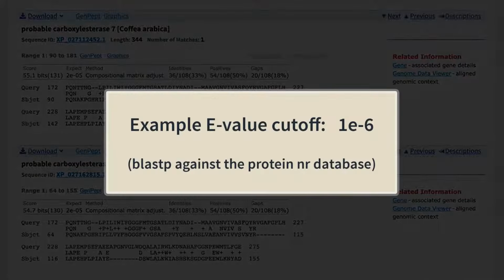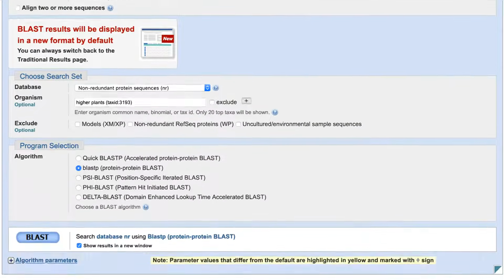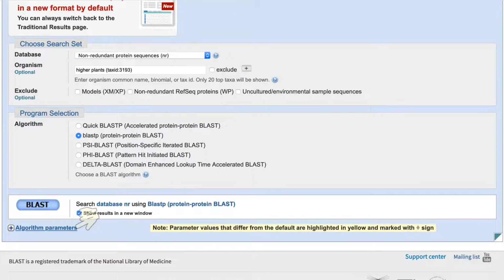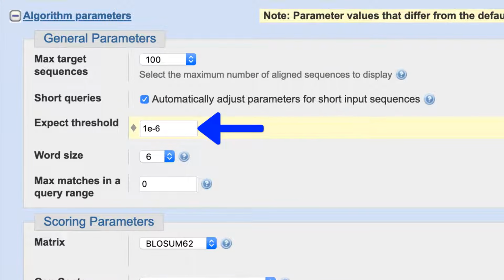At NCBI we use a cutoff of 1 times 10 to the minus 6th for some internal processes using BLASTP against the protein NR database. But that cutoff could be either too restrictive or too inclusive for your purposes. If you decide to use 1 times 10 to the minus 6 as your cutoff, then in WebBLAST, enter 1e-6 in the threshold text box.